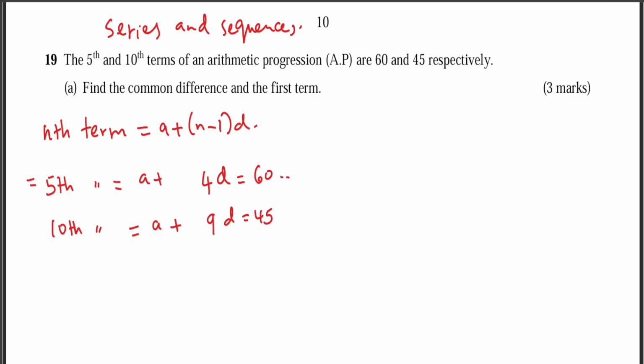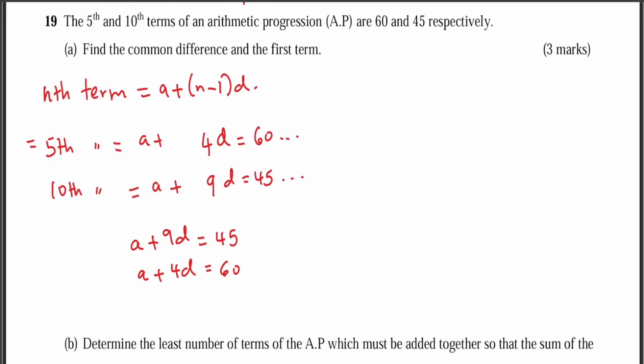So you have two equations, equation mbili hapa. So let's say this one is our first equation, A plus 9D equal to 45. And the second equation, A plus 4D equal to 60. So hiyo ndo equation 1, equation 2. So let's subtract them. So ukisubtract A na A yatoka, 9D minus 4D ni 5D, na 45 minus 60 ni negative 15.